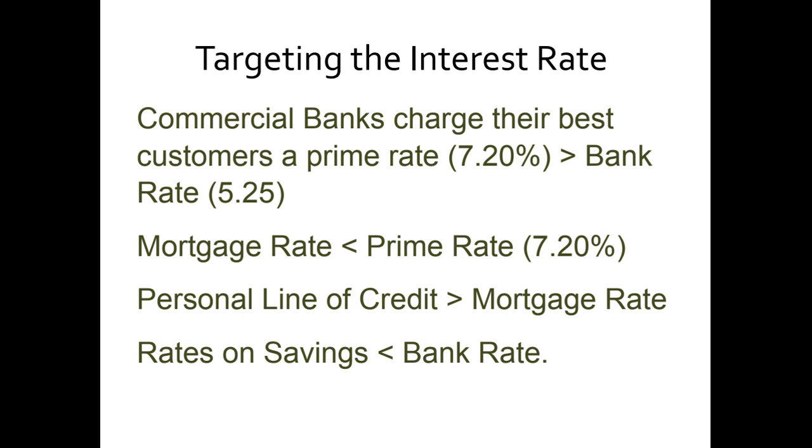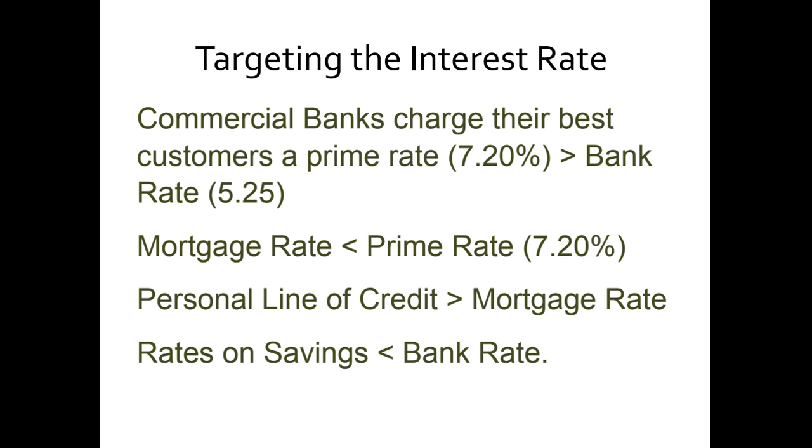This is not exactly a rule, as it varies from bank to bank. Commercial banks charge their best customers a prime rate. If the bank rate is 5.25, then the prime rate must be higher than the bank rate. Recently, the Bank of Canada has reduced the policy rate, and as a result, the prime rate has also gone down. It was 7.2% a year ago. Now it is only around 5% or 5.5%. Why? Because the policy rate has gone down.